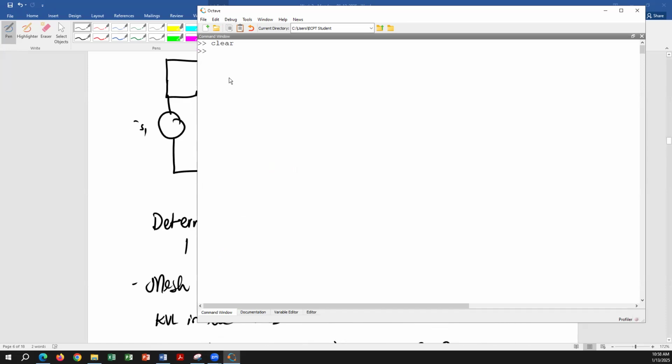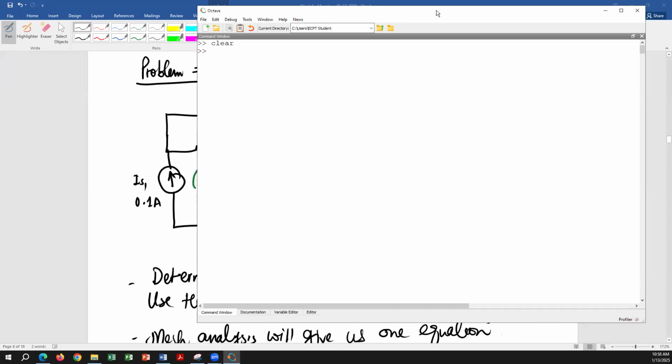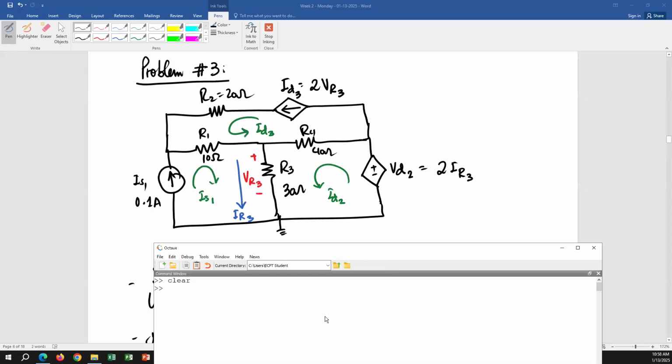All right, let's go ahead and plug in the numbers first. Okay, what do we have? IS1 is 0.1. R1 is 10. R2 is 20. R3 is 30. R4 is 40. And those are all the known quantities.